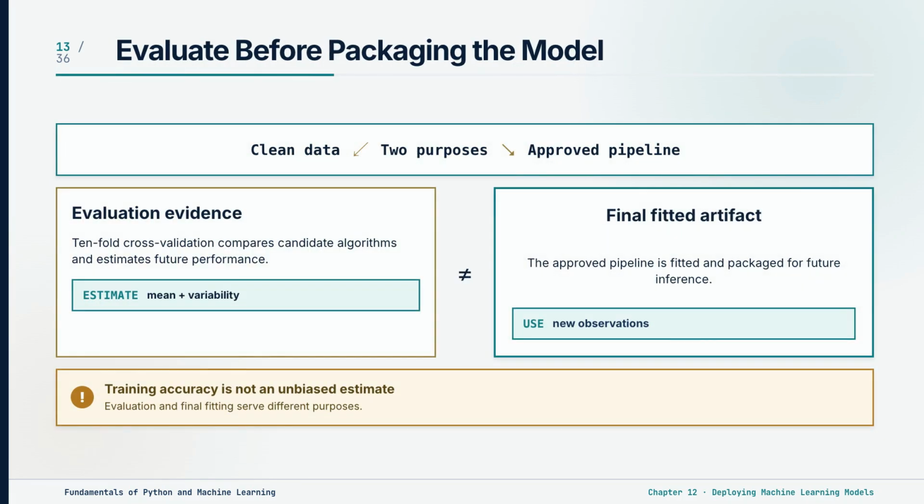Before saving a model, we need evidence that its performance is acceptable for the educational objective. Cross-validation can compare candidate algorithms using repeated training and validation partitions. After selecting the approach and completing the evaluation, the approved pipeline can be fitted for deployment. The evaluation results and the final fitted artifact serve different purposes. Evaluation estimates performance. The fitted artifact is the object used for future inference. Do not report training accuracy as if it were an unbiased estimate of future performance.